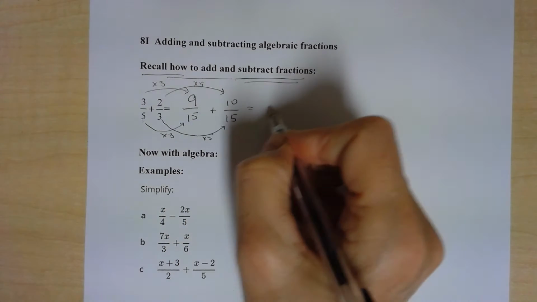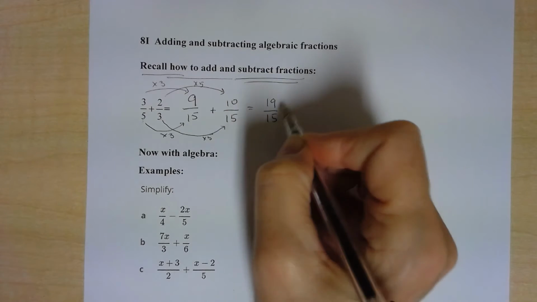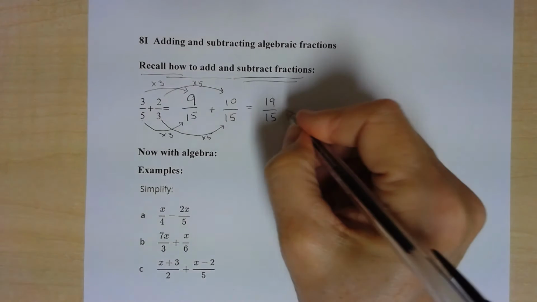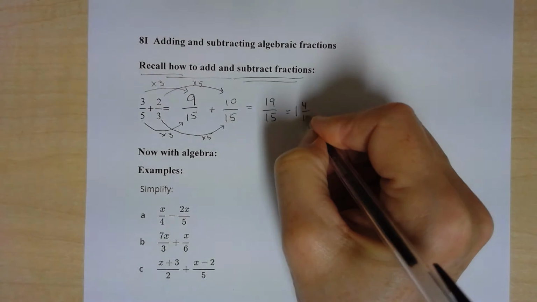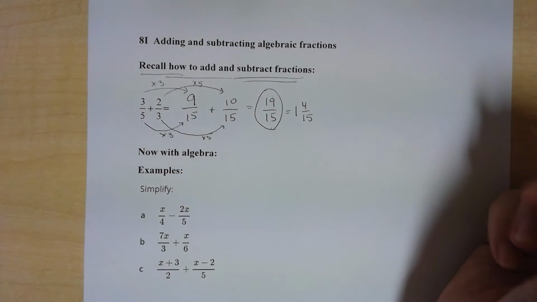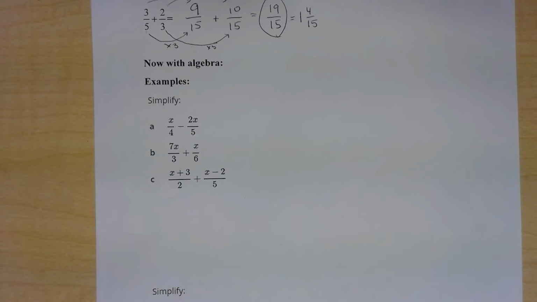And then I just add the tops. Usually I just leave it like that. If you want to write it as 1 and 4 over 15, that's fine, but I just leave mine like that as an improper fraction. So let's try it with algebra. Sometimes it can actually be easier with algebra.